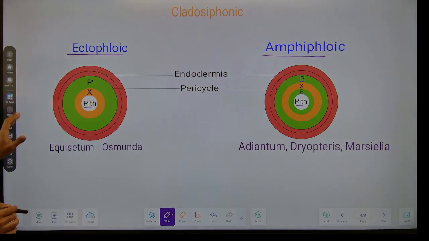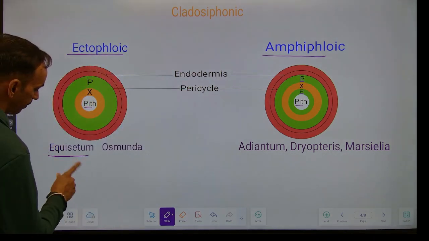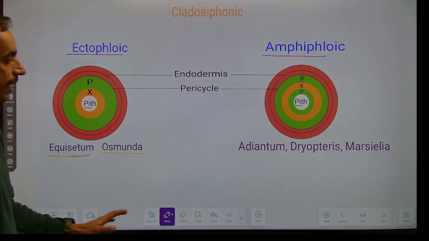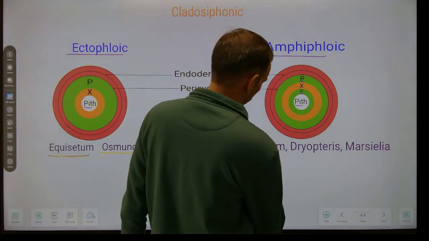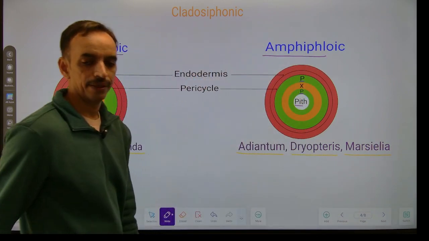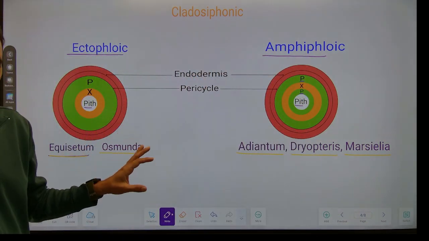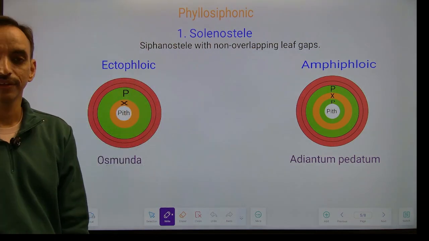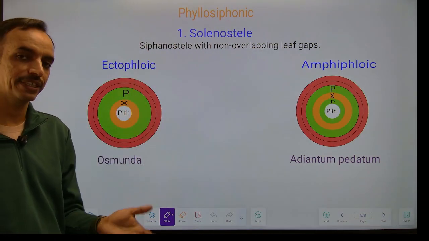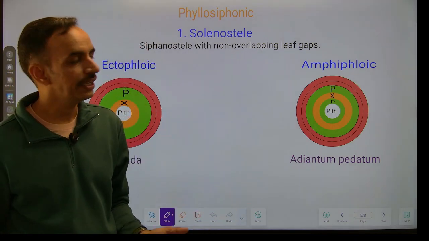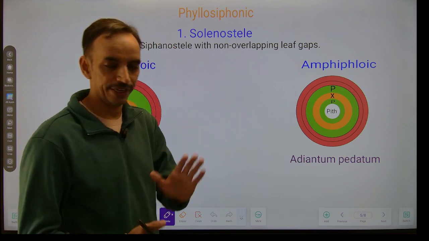The ectophloic condition, it is found in case of Equisetum as well as in case of Osmunda, while the amphiphloic condition it is observed in case of Adiantum, Marsilea and Pteridium. So this is the cladosiphonic variants. Next बात करें, we are having the phloiosiphonic condition. Simply difference क्या था क्लेडो और फिलो में? क्लेडो के अंदर लीफ गैप्स थे नहीं, यहाँ पे लीफ गैप्स रहेंगे.